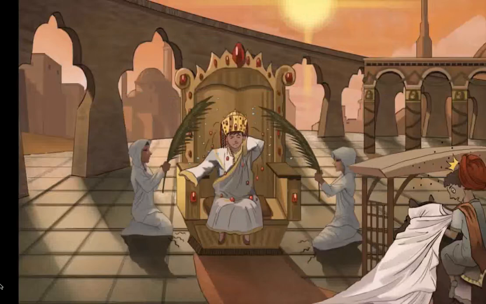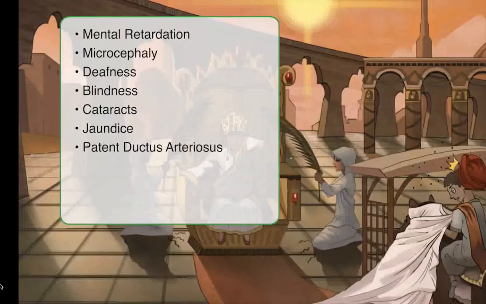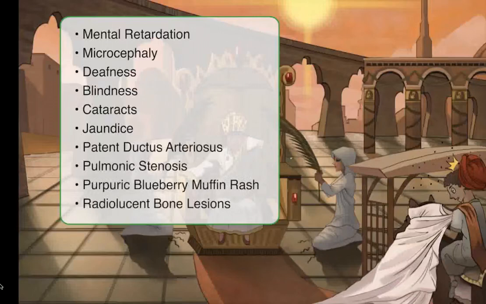So if rubella is a TORCHES infection, that means it can cross the placenta and affect the fetus in utero. Then, later, the child can develop congenital pathology. Congenital rubella consists of a constellation of symptoms that you should definitely be familiar with. They're mental retardation, microcephaly, deafness, blindness, cataracts, jaundice, patent ductus arteriosus, pulmonic stenosis, purpuric blueberry muffin rash, and radiolucent bone lesions. And yes, that's a ton to remember about congenital rubella, and you should try your best, but we're going to go through these, so don't freak out too much.